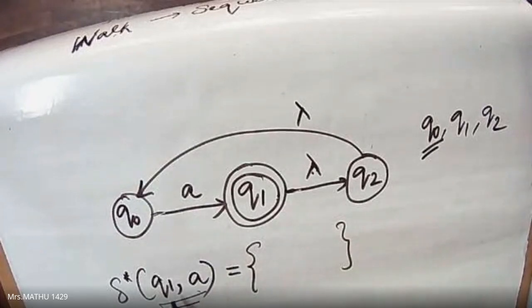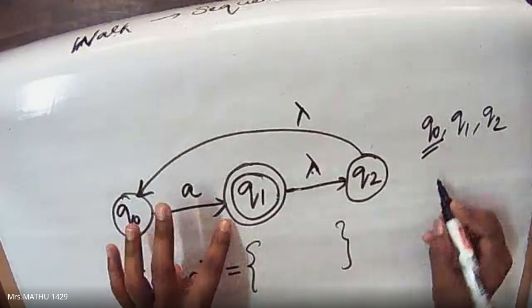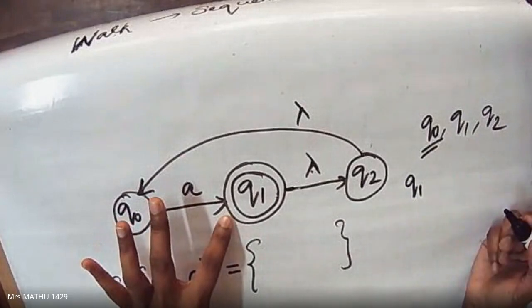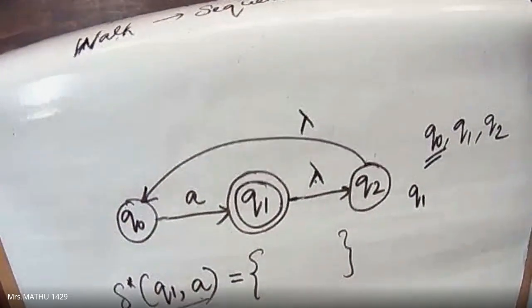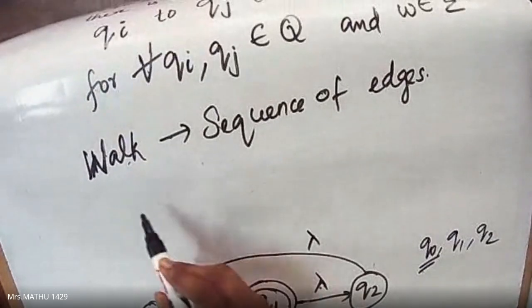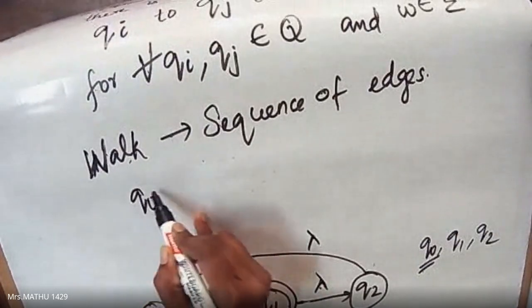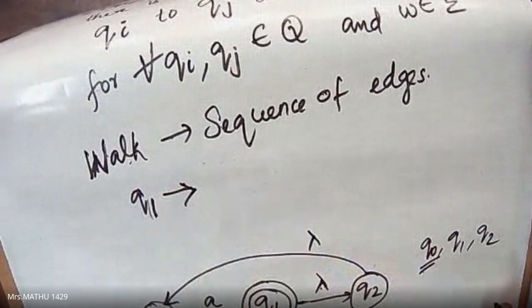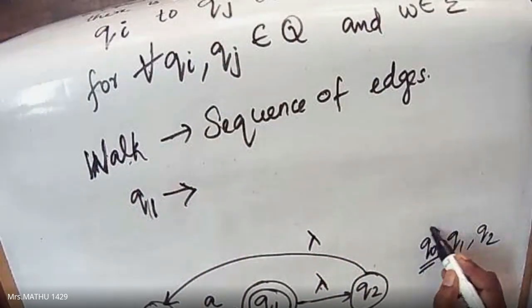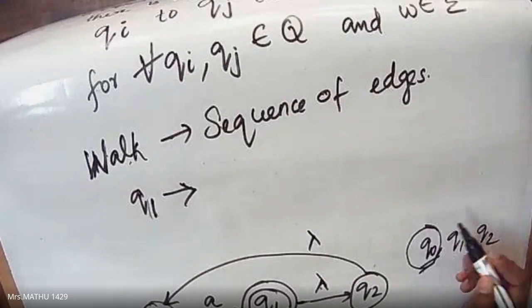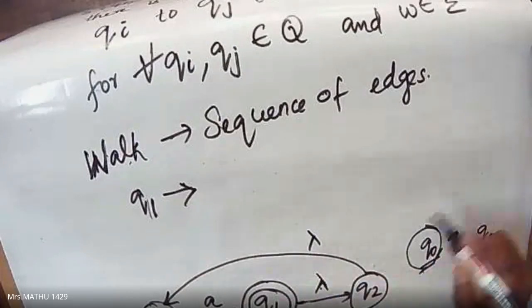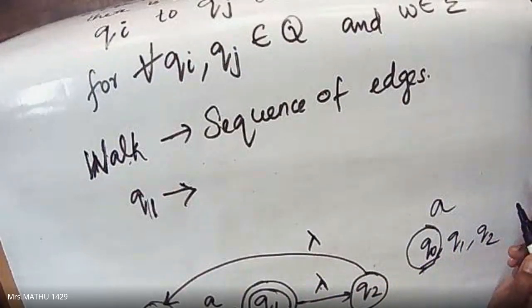Because the given transition function is delta star of Q1 comma A, you start your walk from Q1 and check whether you are able to reach Q0. And in that walk, you should be able to read the input symbol A. Check one by one.